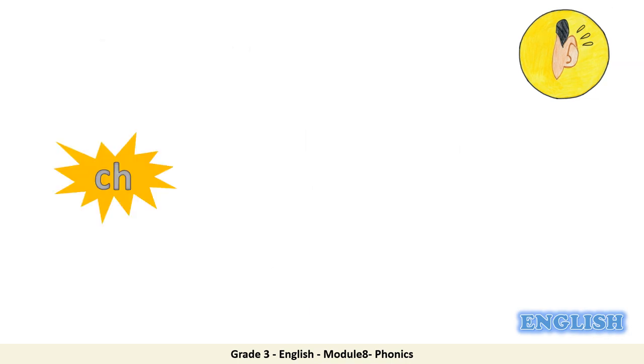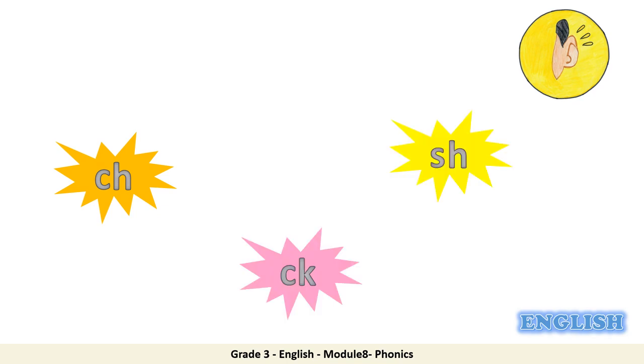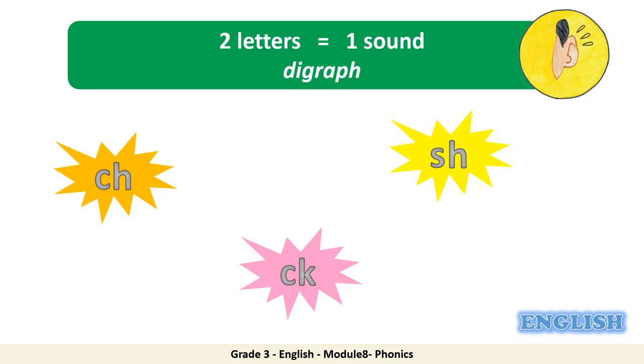Here are more examples. Sh. When we have 2 letters that make one sound, we call this a digraph. Digraph. Now I think you are ready to start with the first learning objective. Let's go.